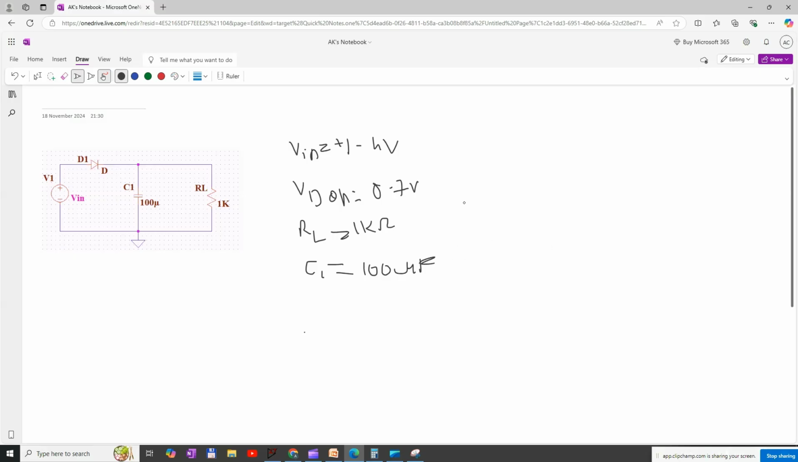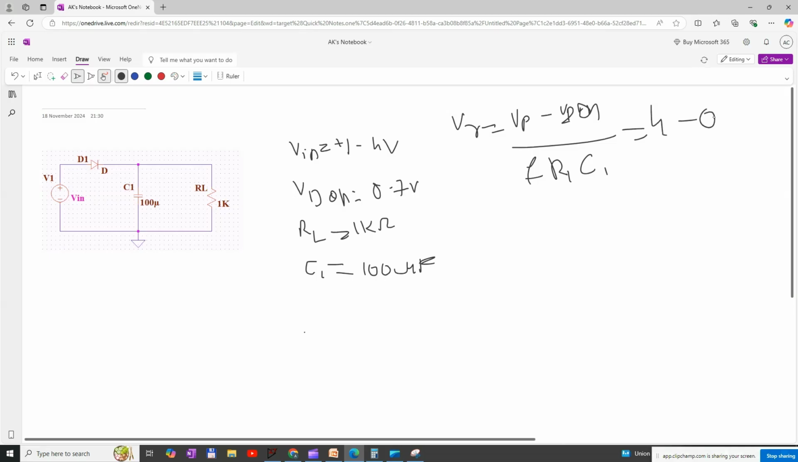Now we will calculate the approximate value. VR is equal to Vp minus Vd on, divided by F into RL into C, which is equal to 4 minus 0.7 divided by frequency 50 Hz into load resistance 1 kilo ohm into 100 microfarad. If we simplify this, we will get 660 millivolt.